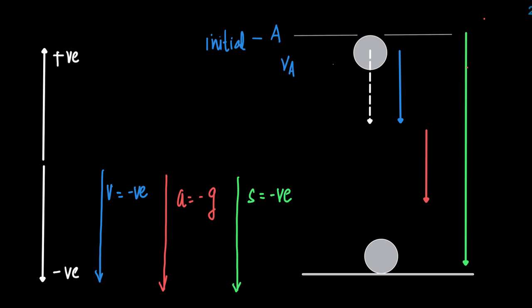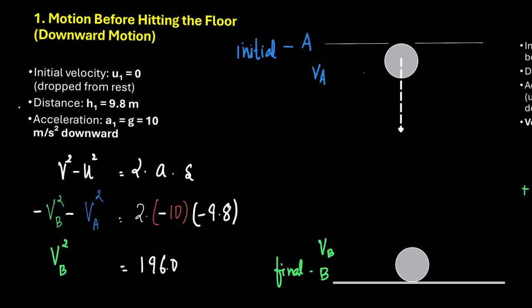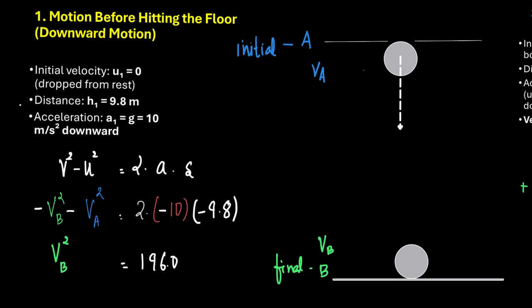So if we put this into the equation, S is negative, acceleration is minus 10, V is negative, minus VB, U is negative, minus VA. Now, what is VA? The value of VA is equal to 0. Why is it equal to 0? Because it is dropped from rest. So what we get is minus VB square is equal to 2 into minus 10 into minus 9.8.